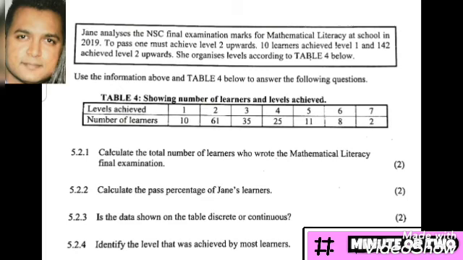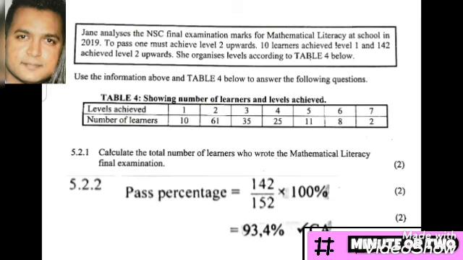5.2.2, calculate the pass percentage of Jane's learners. Now, if you remember in the information box, it states there, to pass, one must achieve level 2 upwards. So we need to look at the amount of learners that achieved level 2 and upwards. So if you look at the information in the box, 142 learners achieved level 2 upwards. So taking that information, the 142, over the total amount of learners, which we've just done in 5.2.1, we worked out to be 152. So we present 142 over 152 times 100 over 1, which because the question requires percentage, our answer will be 93.4%.